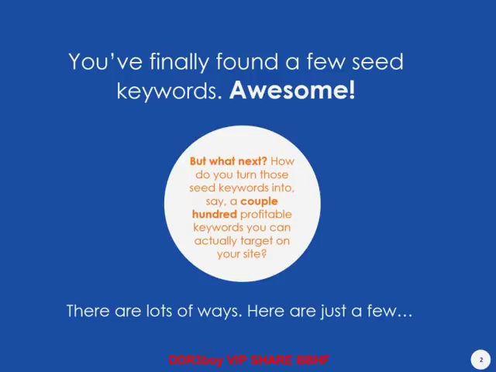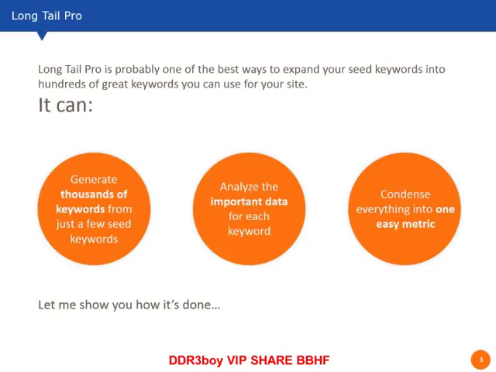And there's a lot of different ways that you can do that, but we're going to just talk about a few here today. And of course, it probably comes as no surprise that the number one tool that I use and recommend to expand your seed keywords and to find actual keywords that you're going to use is Longtail Pro. It really is one of the best ways that you can expand your seed keywords into hundreds, if not thousands, of great keywords that you can actually use on your site.